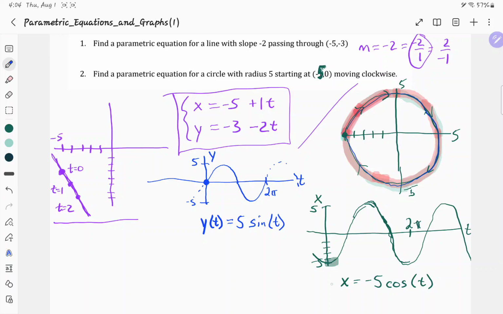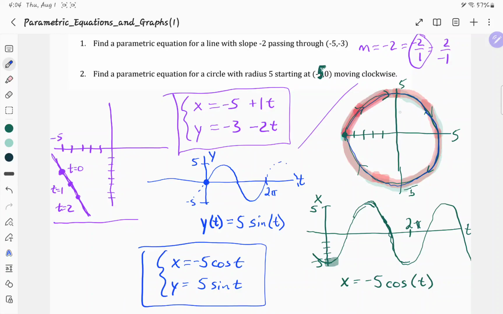And that's it. So I got x is -5 cosine t, y is +5 sine t. And that's basically it. So if you want to put them together, sometimes I'll do this. x is -5 cosine t, y is +5 sine t, in those curly braces. So that's it.